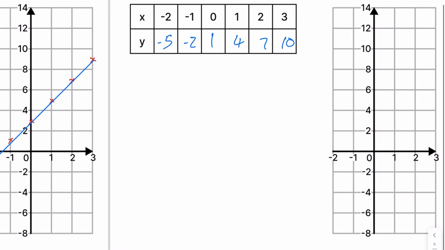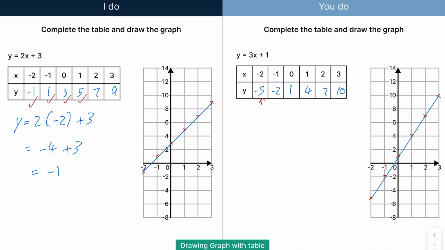So if I zoom in again, if I plot these points, so this first one here, x is minus 2, y is minus 5, would be there. Next one, minus 1, minus 2, then 0, 1, then 1, 4, 2, 7, and then 3, 10. And then if I just use a straight line with a ruler to connect this, that would give me a line that looks like that. So that is your answer there.